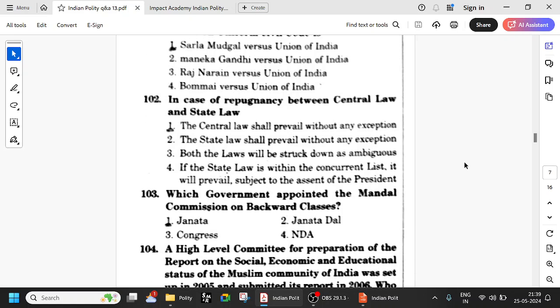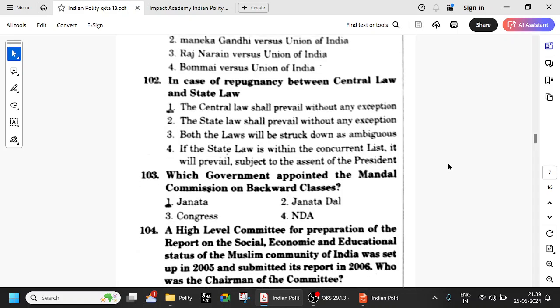In case of repugnancy between central law and state law, okay, the central law shall prevail without any exception. That means in the concurrent list, for example, if there is a repugnancy between the central law and the state law, then the central law shall prevail without any exception. Okay, the state law will not prevail. Both the laws will be struck down? No. State law is within the concurrent list, it will prevail? No, not like that. Okay, the central law will prevail if there is any clash in a concurrent list subject, like education, suppose.